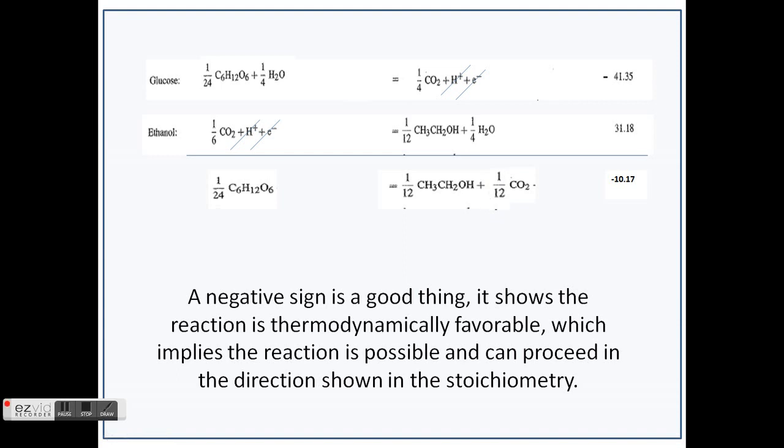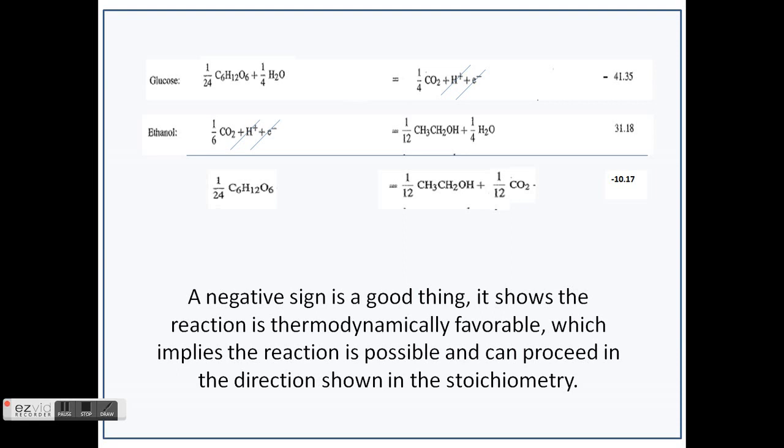So a negative sign is a good thing. It shows that your reaction is thermodynamically favorable or spontaneous, which means a reaction can proceed in the direction which is indicated. It means glucose can actually be converted to ethanol. After this reaction started, it means you don't need any more input of energy. The reaction will sustain itself.